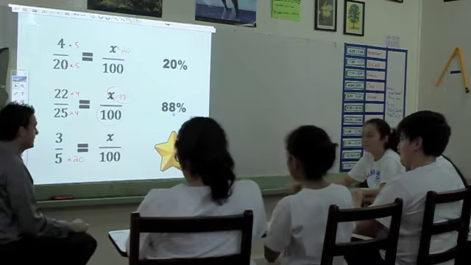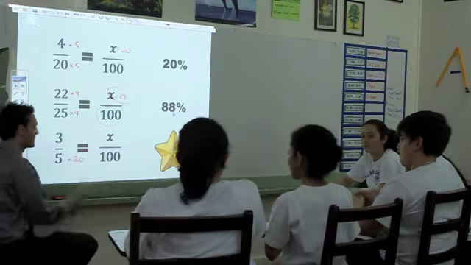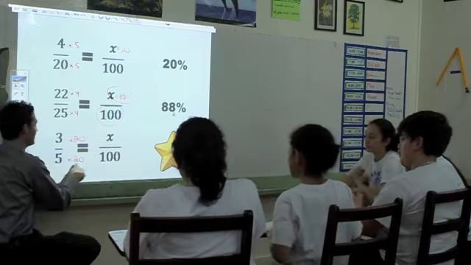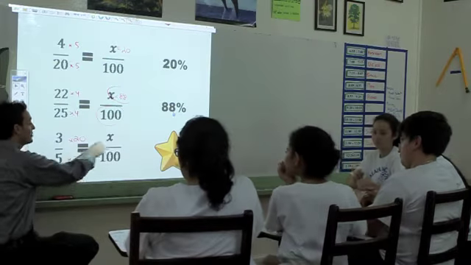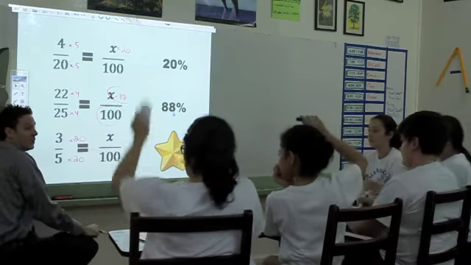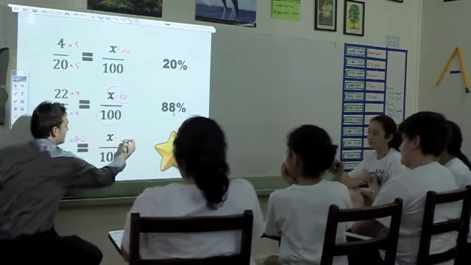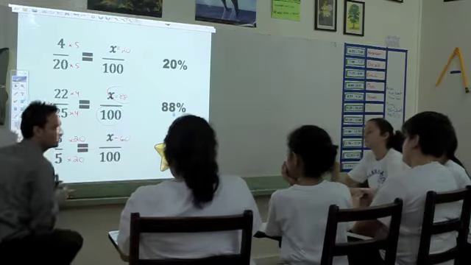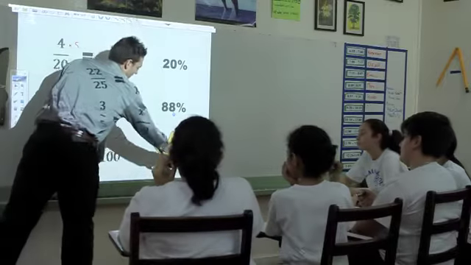So that being said, tell me what do I need to multiply 3 by? 20. Absolutely, the same thing. All right, 5 times 20 equals 100. 3 times 20 equals x. What does x equal, Susan? 60. X equals 60. 60 being compared to 100 is, by definition, a percent.